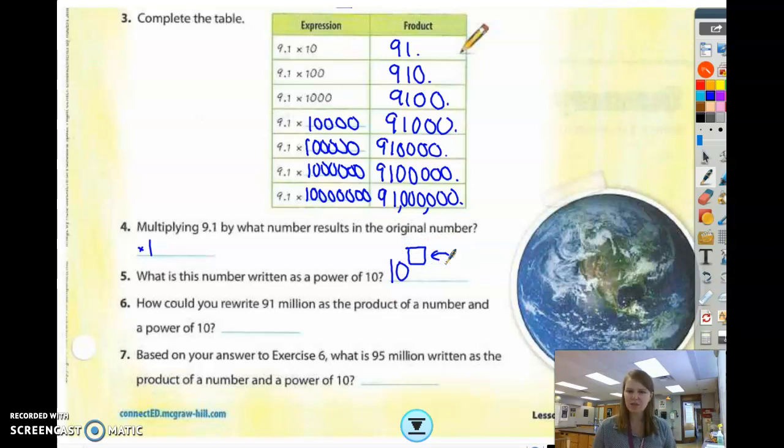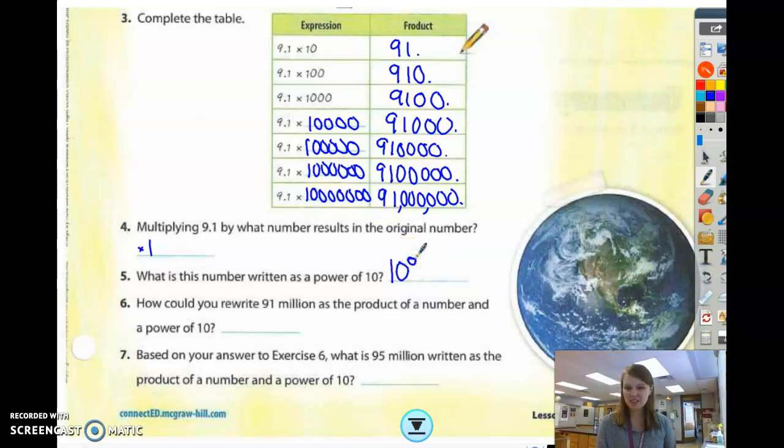If you say 10 to the first power, that gives you 10. Try it out in your calculator. 10 to the first power gives you 10, so we need something smaller than that. Well, what's smaller than 1? In fact, it's a 0.